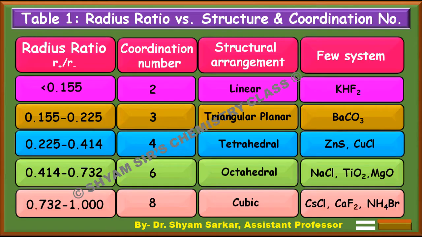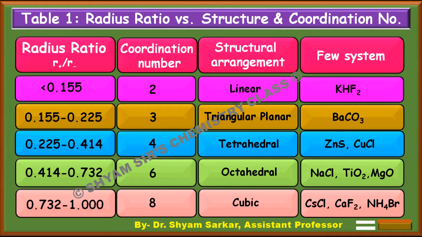Here I have shared this chart of radius ratio, where I have shown the limiting radius ratio values on the left side, then the coordination number and corresponding structural arrangement with a few examples. Okay, so here you can see the limiting radius ratio value for coordination number 8, that is cubic, is 0.732 to 1. So I will show you how these values, that is 0.732, 0.414, 0.225, are coming.